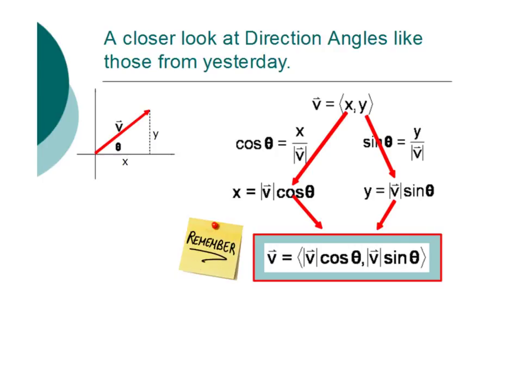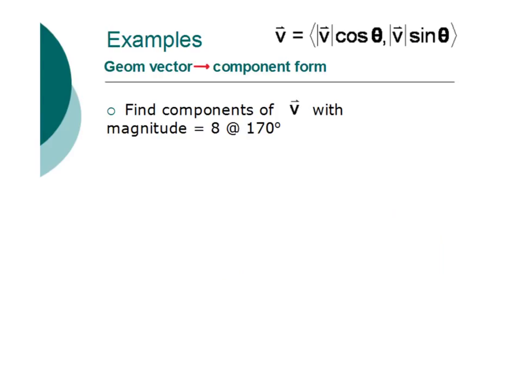You should remember that, because we're going to use this right here instead of working through all this SOHCAHTOA stuff every time. What this means is I could take those geometric vectors that we were drawing out on day one, where I gave you the angle and I gave you the magnitude, and we could very quickly take those two pieces of information and turn them into a vector in component form. That's kind of where we're headed. Let's do one of them.